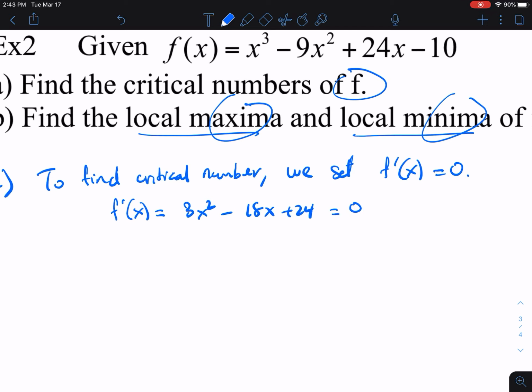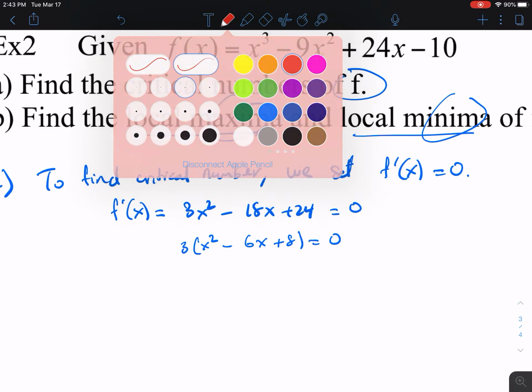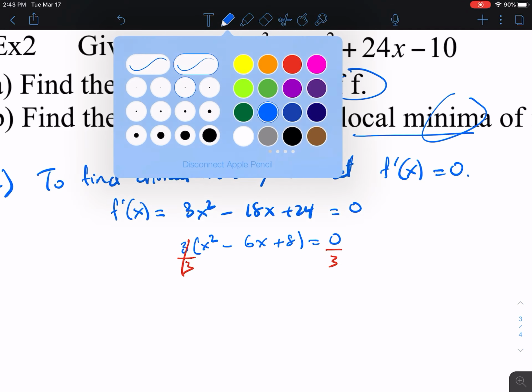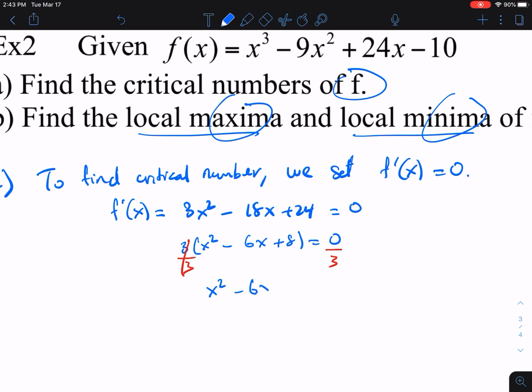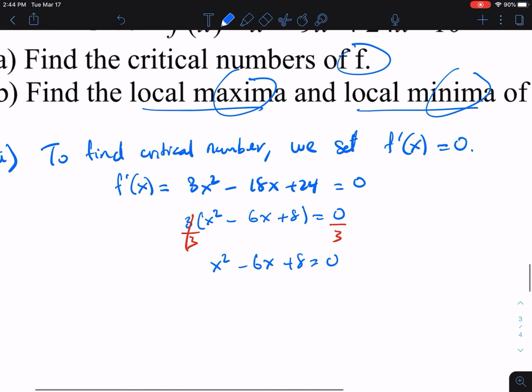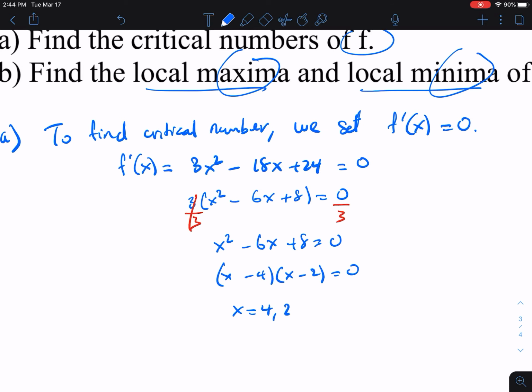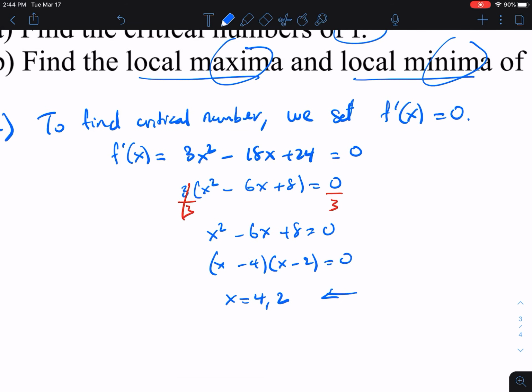Recall that to do this we use factoring techniques. Go ahead and take out the GCF. That gave us x squared minus 6x plus 8 in the middle. Then we can divide both sides by 3 to get rid of the constant. That gives us x squared minus 6x plus 8 equals 0. We can factor this into x minus 4 and x minus 2. Therefore, x is equal to 4 and 2. So these are the critical values, or numbers, that we just found.